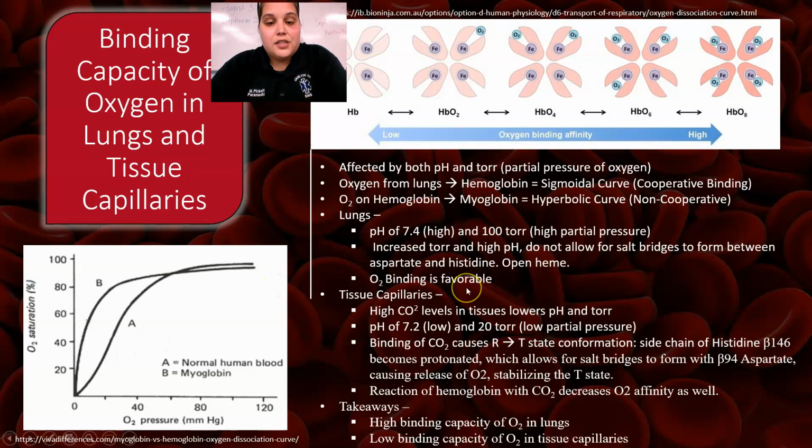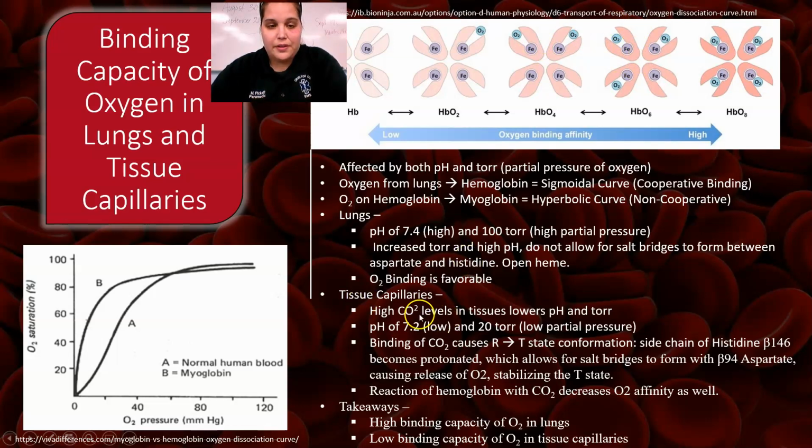In the lungs, the pH is about 7.4, which is high, and has a torr of 100, which is a high oxygen partial pressure. The increased torr and high pH do not allow for salt bridges to form over here between the aspartate and the histidine, so they have an open heme here, so they can accept the oxygen.